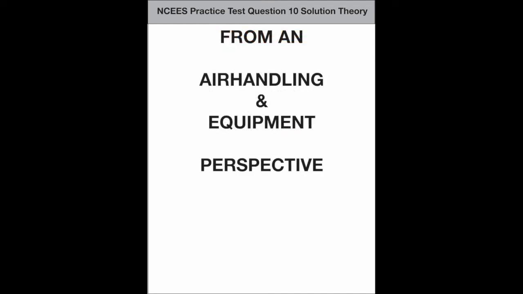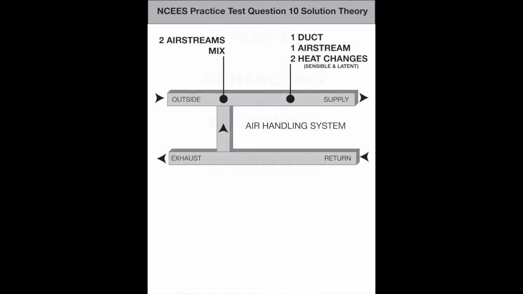From an air handling and equipment perspective, consider that there is no such thing as sensible heating ducts or latent heating channels. Airstreams aren't divided up like that. One airstream goes through sensible and latent heat changes, and there is only 1 CFM to solve for. But there are 2 types of loads within the same airstream. You can mix 2 airstreams by combining their individual CFMs. But you can't mix 2 types of heat gain by combining their individual CFMs.